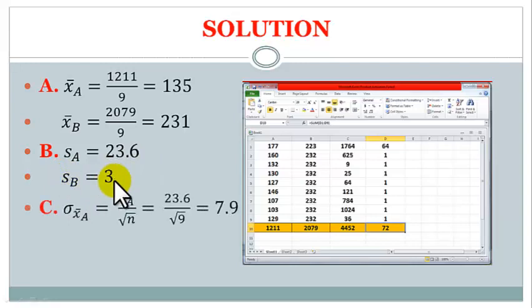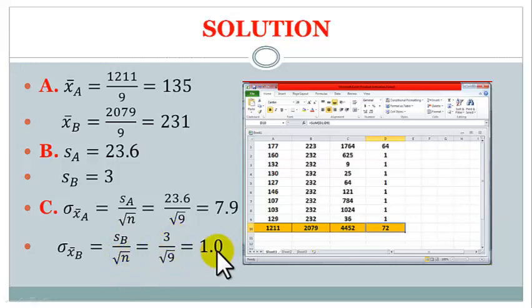C. To compute the standard error of mean of the initial weight data, it is given by SA over the square root of n. That is 23.6 over square root of 9. That is 23.6 divided by 3, and that will give us 7.9. The standard error of mean of the final weight data is SB over square root of n. That's equal to 3 over square root of 9, and that will give us 1.0.